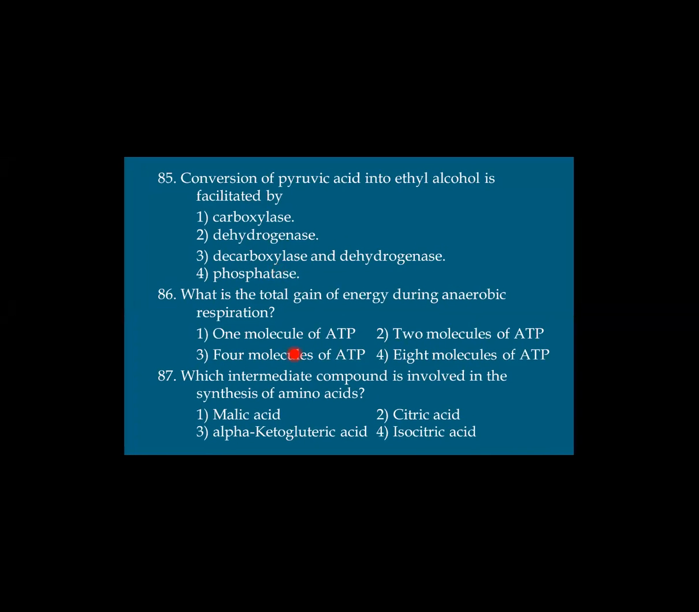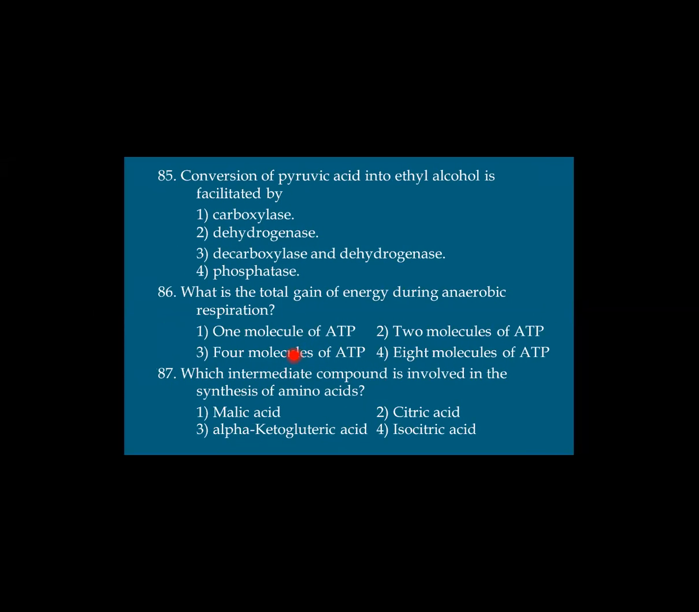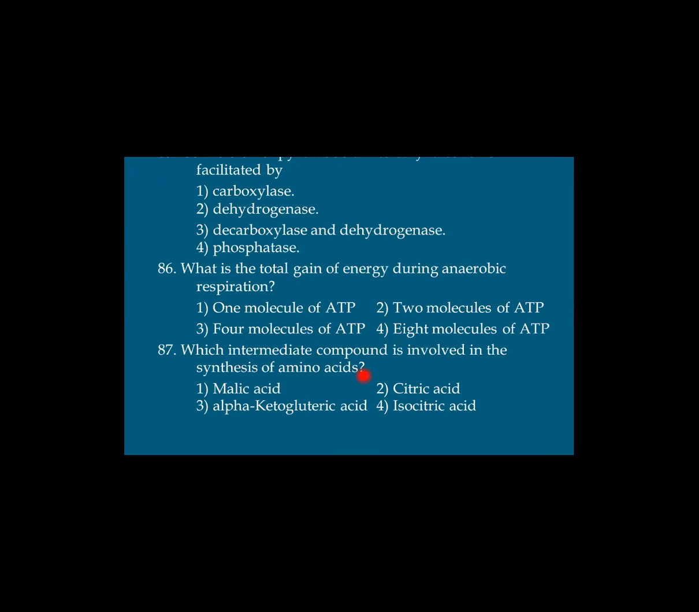Question number 86. What is the total gain of ATP during anaerobic respiration? Many times I have said: 1 molecule of ATP, 2 molecules of ATP, 4 and 8. So what should be the answer? 2 molecules of ATP should be the answer for this question. Question number 87. Which intermediate compound is involved in the synthesis of amino acids? These are the intermediates of the Krebs cycle, students: malic acid, citric acid, alpha-ketoglutaric acid, and isocitric acid. The one involved in synthesis of amino acids is alpha-ketoglutaric acid, the major intermediate from which many different amino acids are synthesized. Option 3 is the answer.